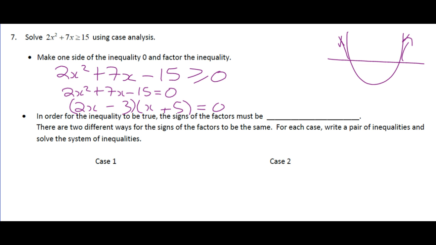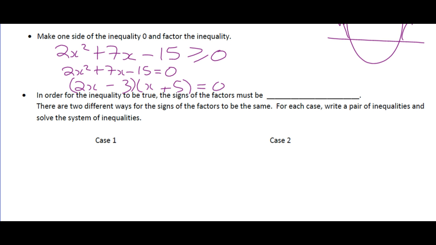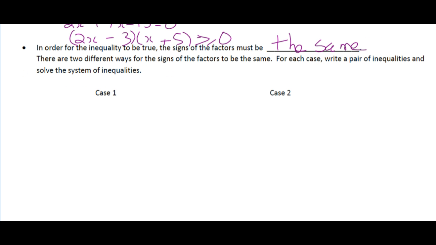All right, anyways, in order for the inequality to be true, the signs of the factors. So this is actually greater than or equal to 0, so what do we know? The factors must be the same. Okay, solve it. Okay, so we have 2x minus 3. Let's do the positive to start. 2x minus 3 is greater than 0, and x plus 5 is greater than 0.